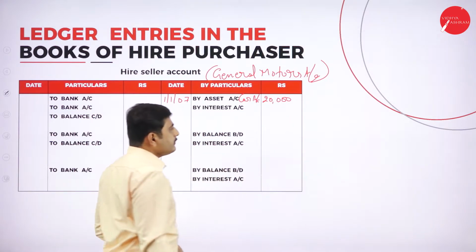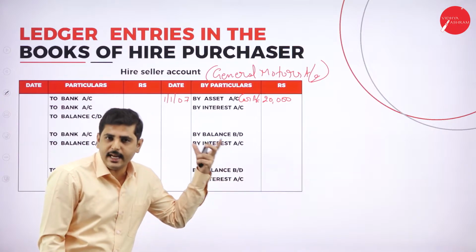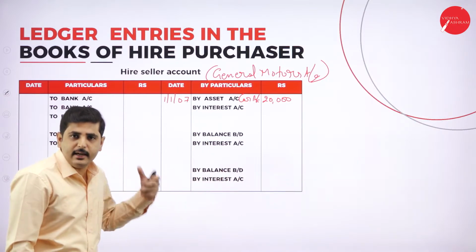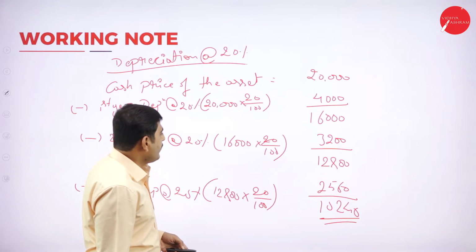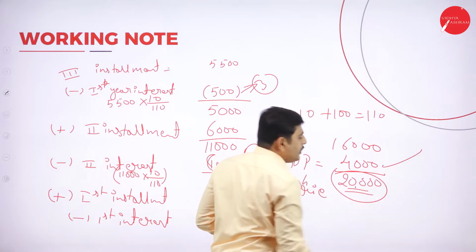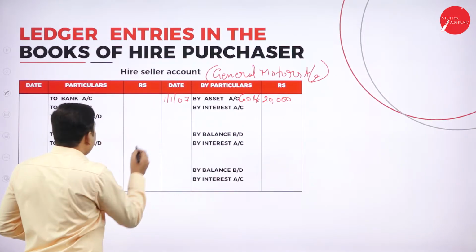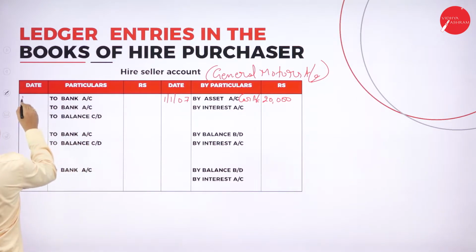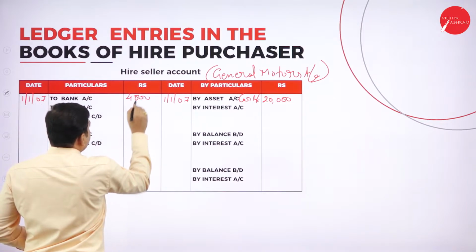20,000. Again, on the same day of purchase, we have made the down payment. So what is our down payment? They have given the down payment here. We have paid the down payment of 4,000 rupees. So let's write on the same date of purchase, 1/1/2007, we have made the down payment of 4,000.